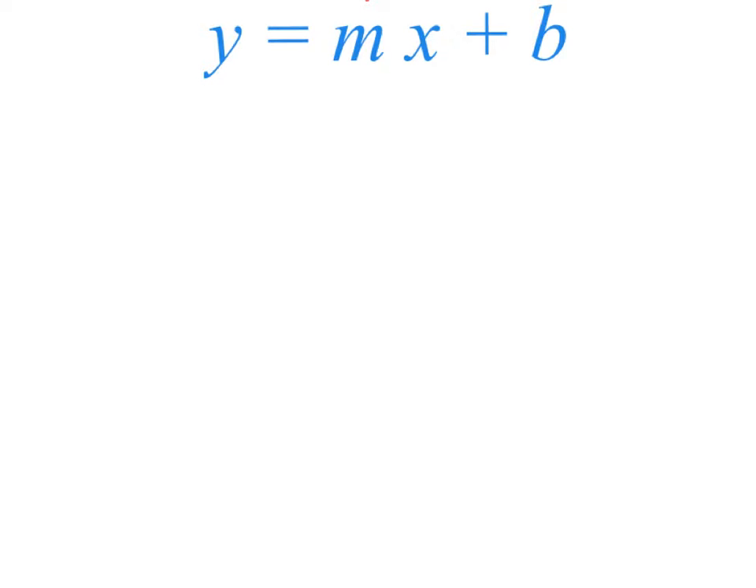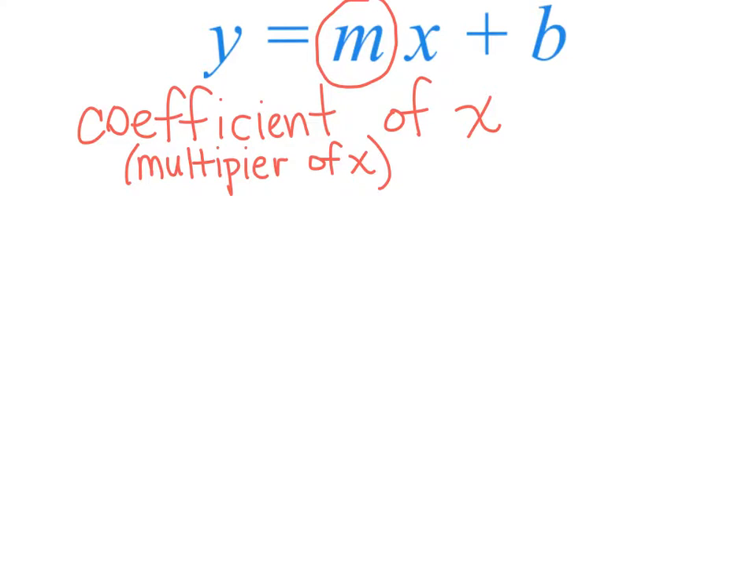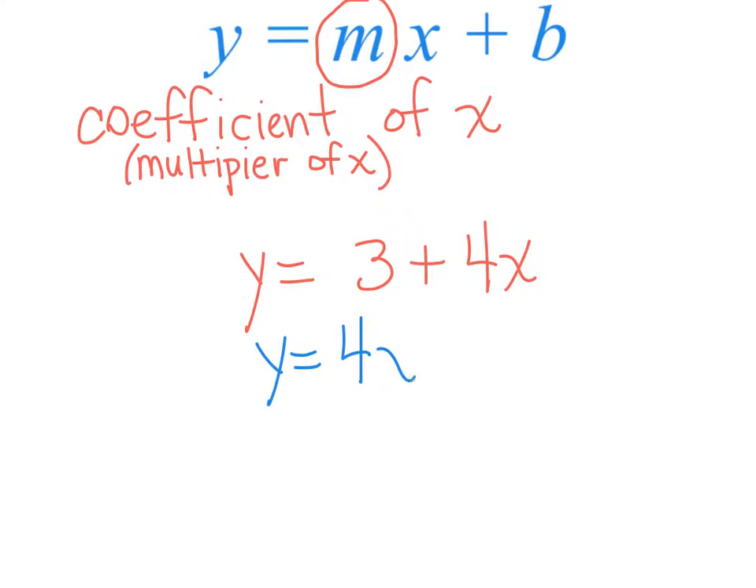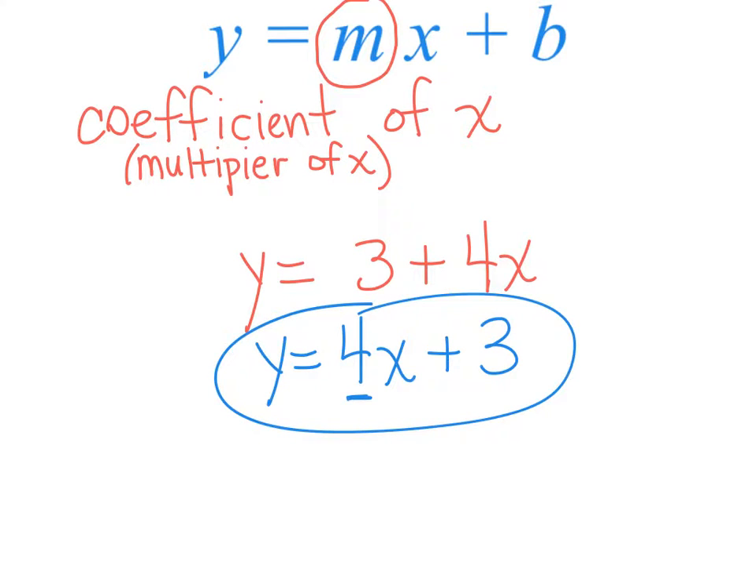This value here we refer to as the coefficient of x. That means it's the multiplier of x. That's not unique to this equation. That's just a nice way of identifying where it is, because we could even have an equation that looks like this: y equals 3 plus 4x, where we can rewrite that so it's in mx plus b form, where the multiplier of x, the m value, is first, and then we have the added value at the end. So now it's officially in y equals mx plus b form.